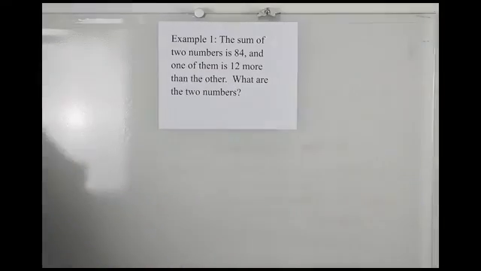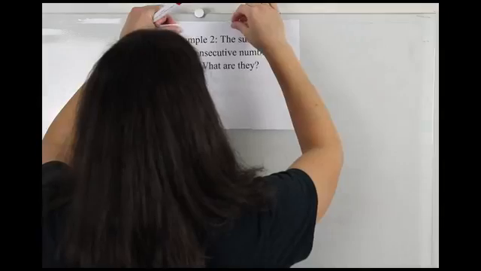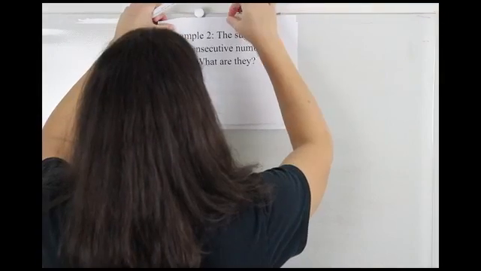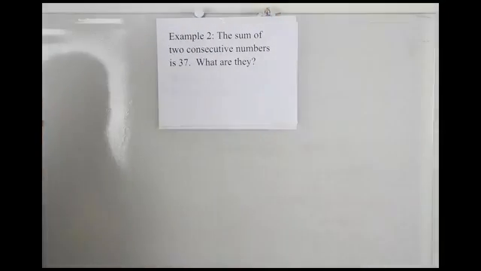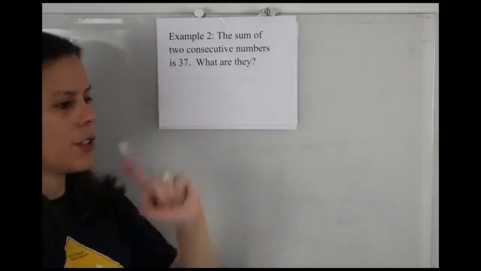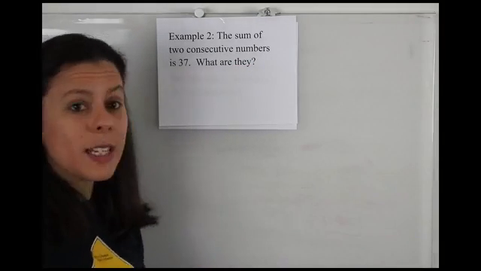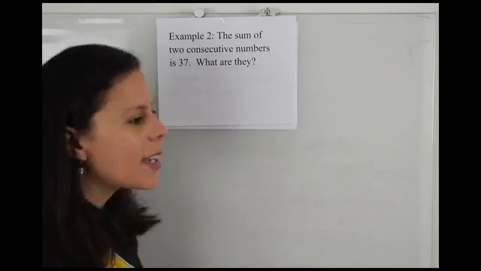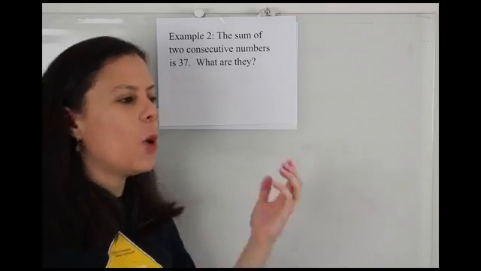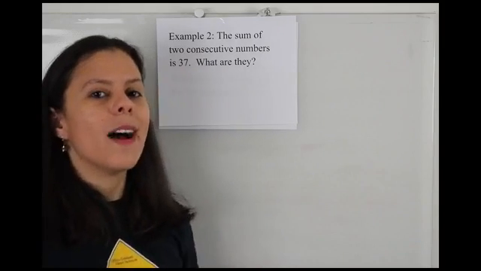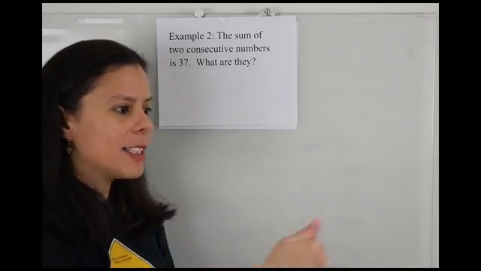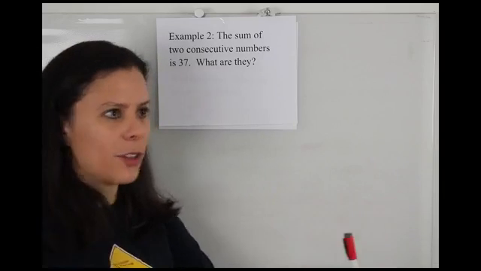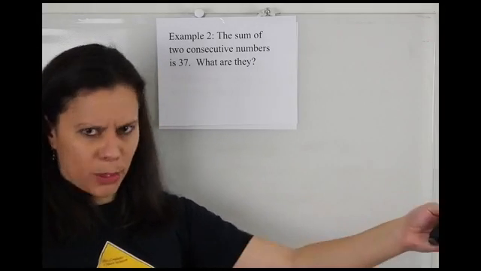All right. This is example number 2. Example number 2 says the sum of 2 consecutive numbers is 37. Now, this one trips up a lot of students, because we think, 2 consecutive numbers, I need to know what number it is. You don't. Because every single number that goes after another number is that number plus 1.